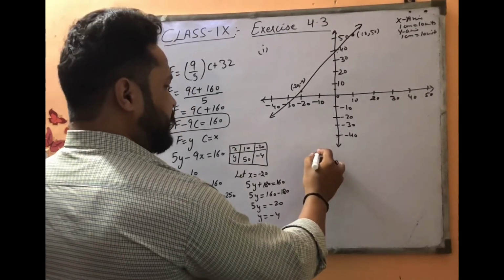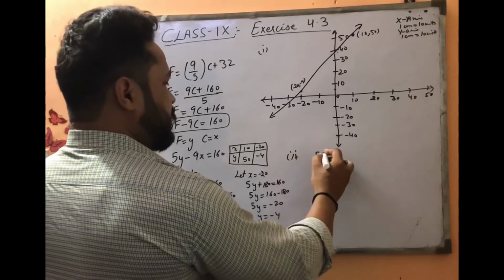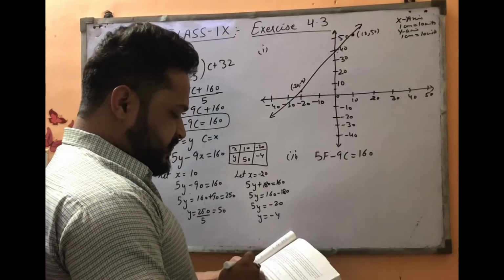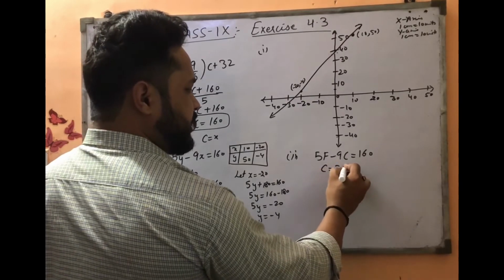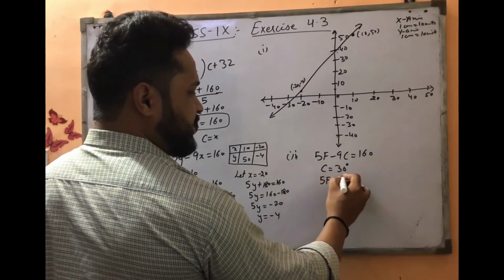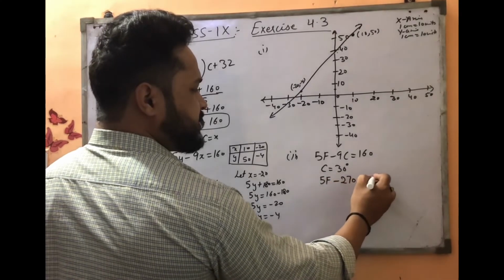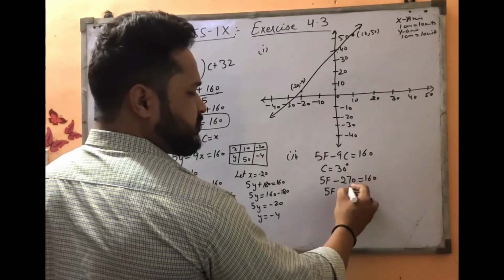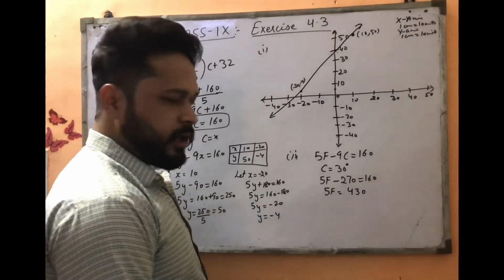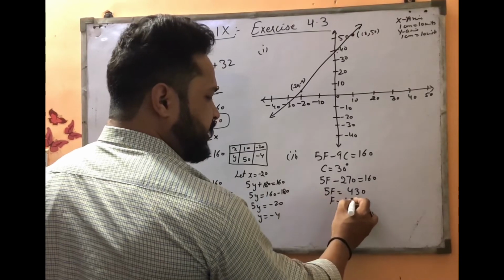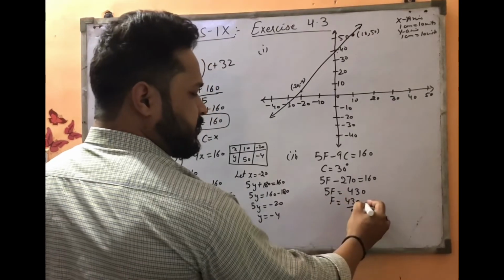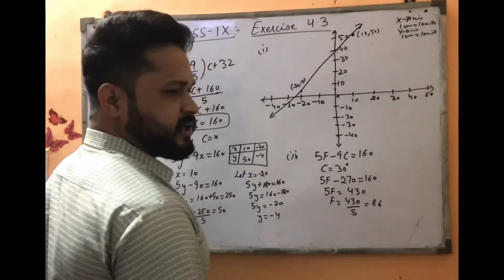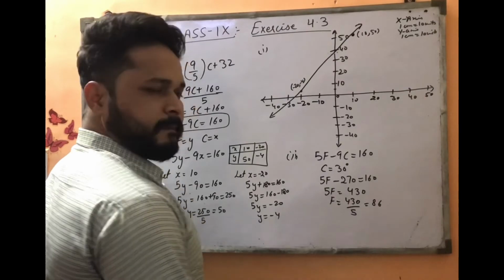So now we have in second one 5F minus 9C is equals to 160. When C is equals to 30 degree, that means 5F minus 270 is equals to 160. That is 5F is equals to, इसको आप इधर ले जाएंगे, 160 plus 270, this is 430. Okay, F is equals to 430 divided by 5. This is 86 Fahrenheit. Okay, it is the easiest one.